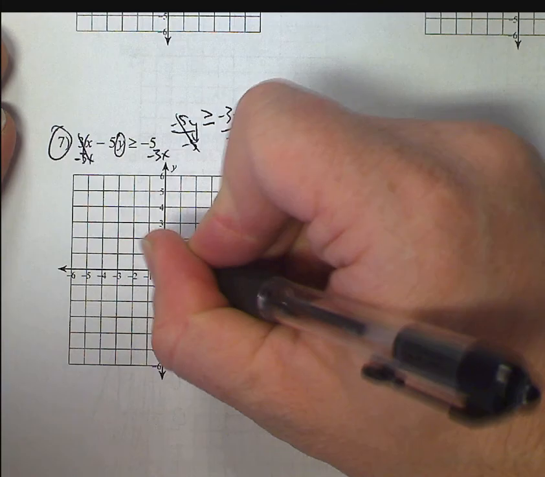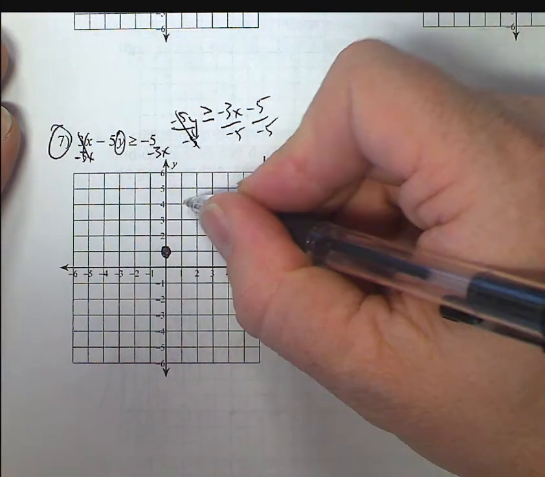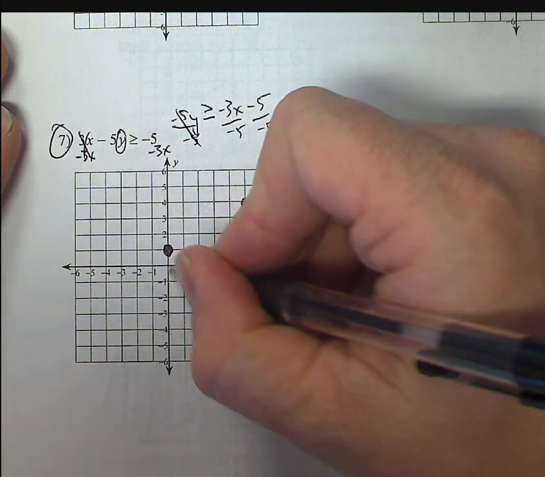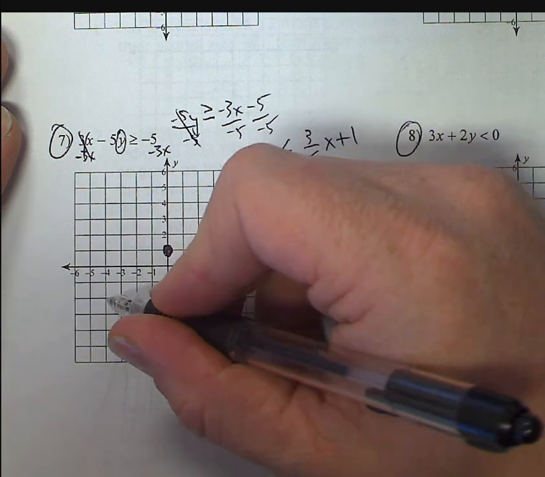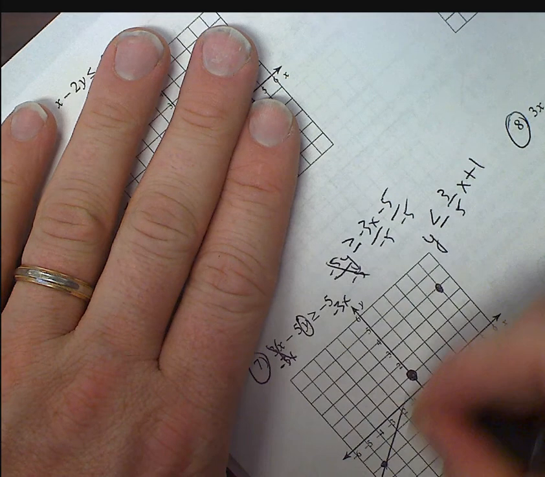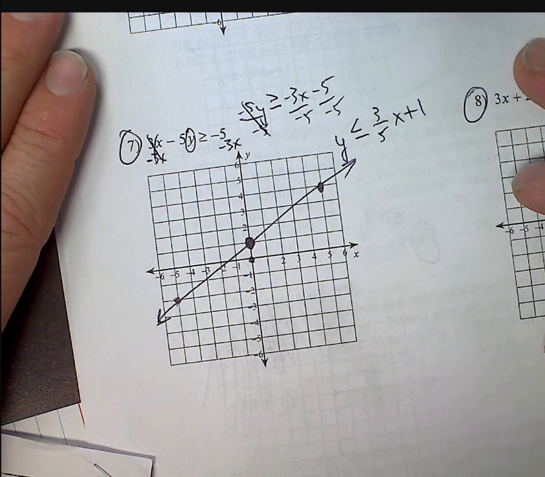So, closed circle at 1. I'm going to go up 1, 2, 3, over 1, 2, 3, 4, 5. I'm going to go down 1, 2, 3, left 1, 2, 3, 4, 5. Closed circle, or solid line. My 0, 0 is on this side.